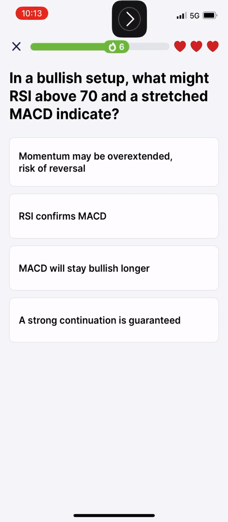Six. In a bullish setup, what might RSI above 70 and a stretched MACD indicate? Momentum may be overextended, risk of reversal. RSI confirms MACD, MACD will stay bullish longer. A strong continuation is guaranteed.